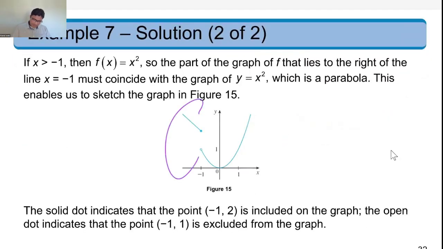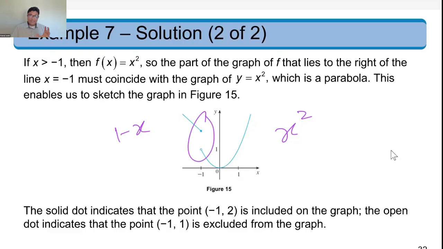And here is the graph. You can see on this side, that's 1 minus x. And on this side, that is x squared. And they don't meet. So there look to be two different pieces here. And this is important. This is the idea of continuity, right? Another concept in functions. The function is not continuous at this point. That's what we say. Not continuous at x equals minus 1.